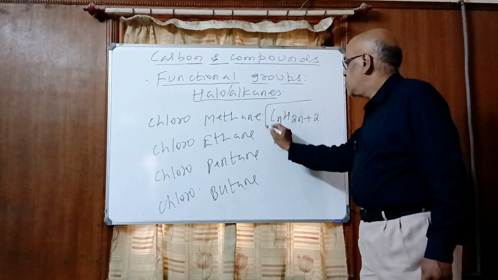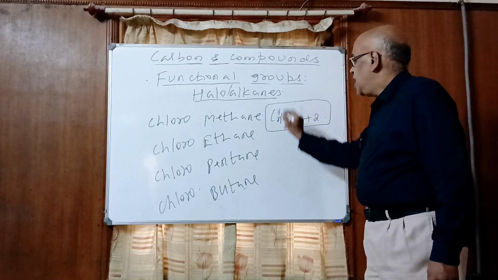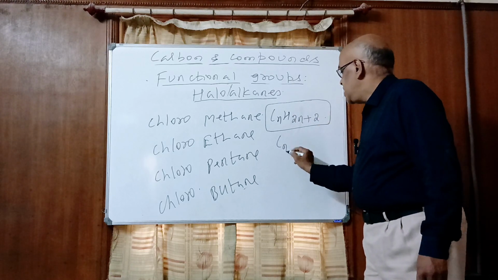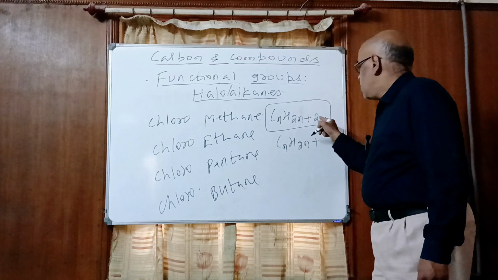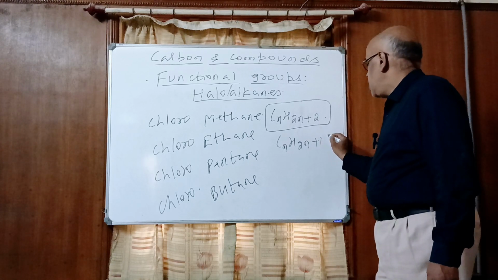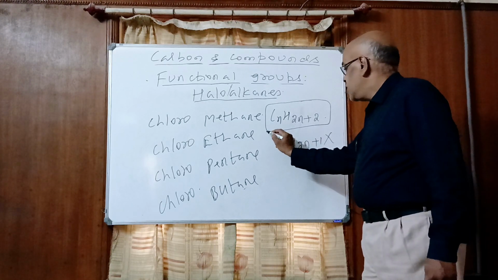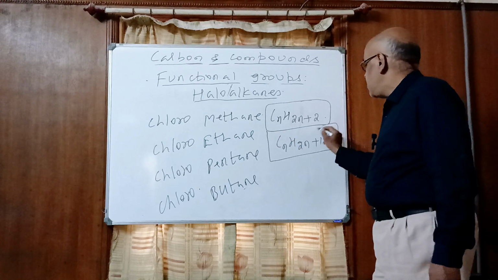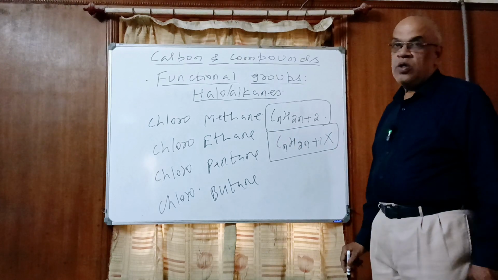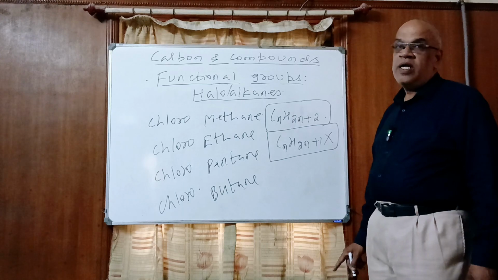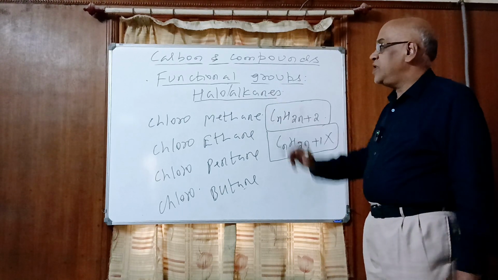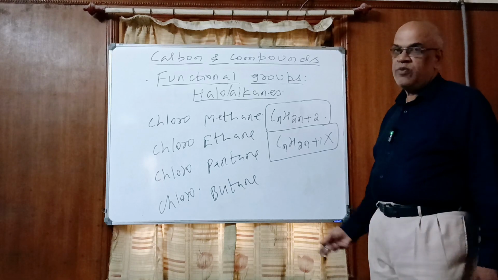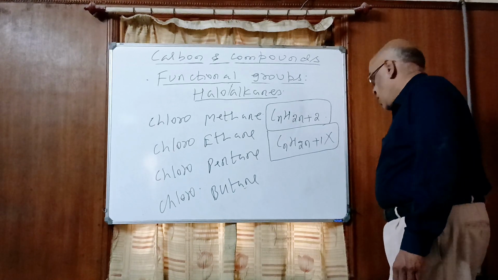Now you know what is the general formula of haloalkanes. What is that? From CnH2n+2, one hydrogen is removed, and what is added? Halogen group X is added, which X can be fluorine, chlorine, bromine, or iodine, children. Yes or no? Good. So end of this topic, haloalkanes. Some 2-3 marks question will come on this topic.